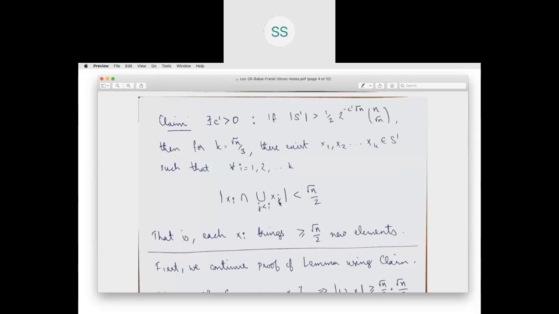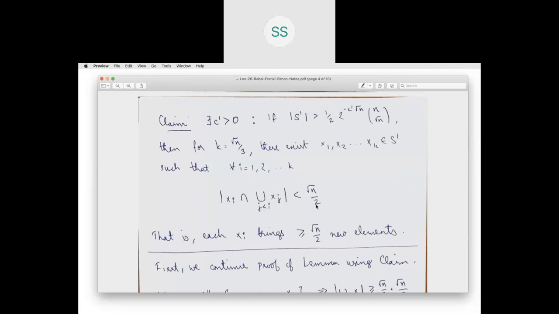the intersection with all the previous xj's. So you take x1, that's fine. So let's say you take x10, and then you look at how many of the elements of x10 are already covered in x1 to x9. And what we are saying is that at most half of it is covered.